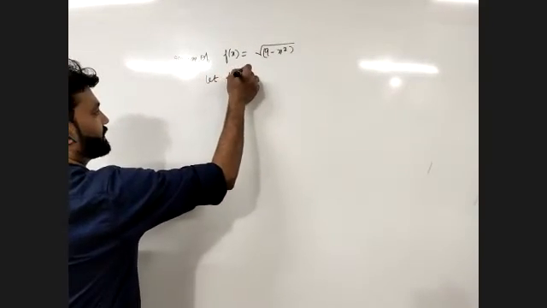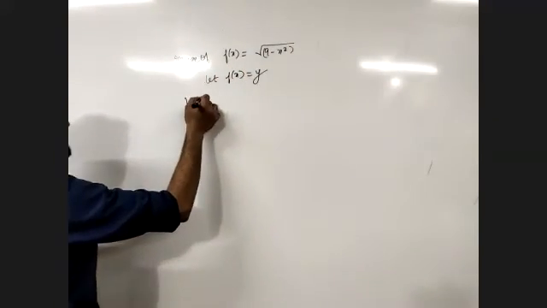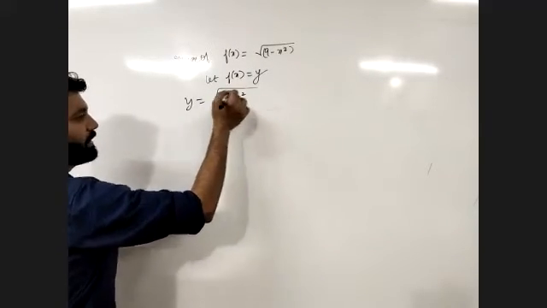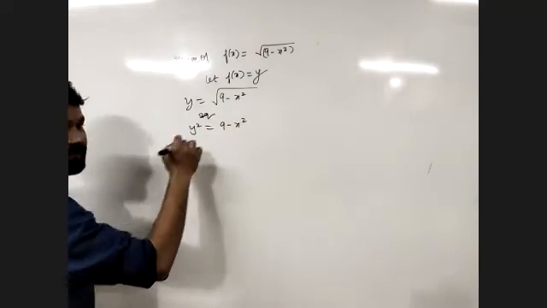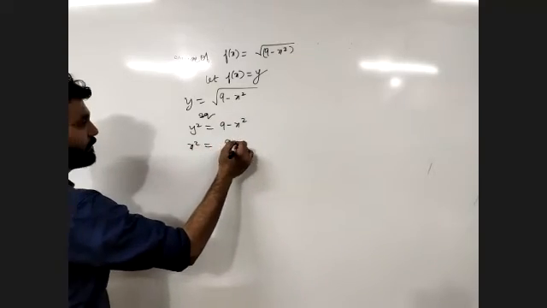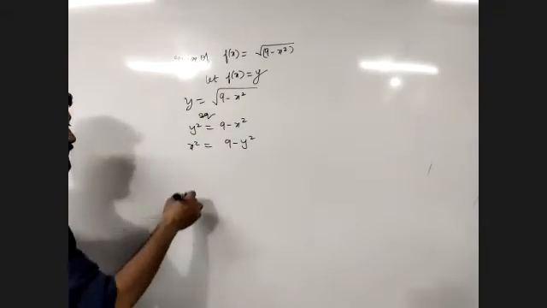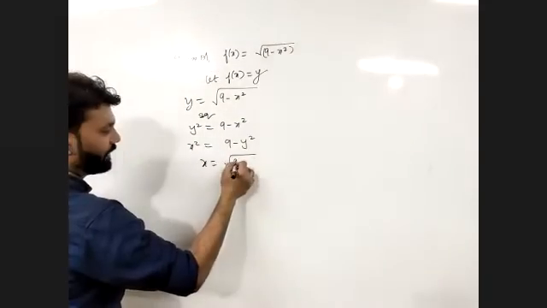Let f(x) equal y. So this will be y equal to root of 9 minus x square. Squaring both the sides, y square equal to 9 minus x square. This will be x square equal to 9 minus y square. We find the value of x in terms of y.